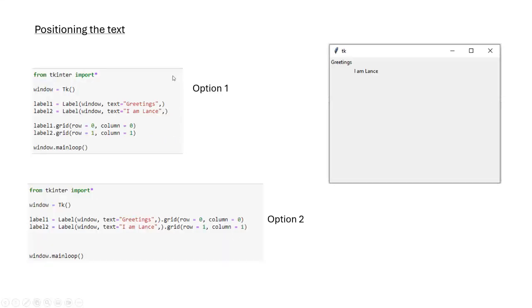For positioning the text, we have two options. First is including a row and column counter inside the grid variables, which we can see here. Or we can put the row and column counter in the end of the label 1 and 2 variable, which results in the same thing, as we can see here.